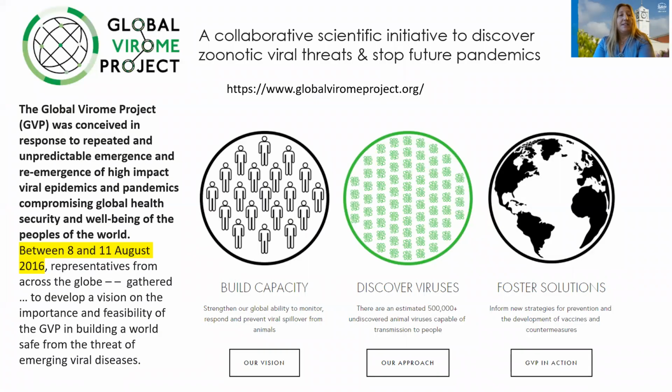And so there is an initiative that started in 2016 called the Global Virome Project, which is a collaborative initiative basically to discover potential zoonotic viruses, work to build capacity to understand and prevent any spillover events from happening, and then foster solutions if these events do happen, and again, prevent these events as well.